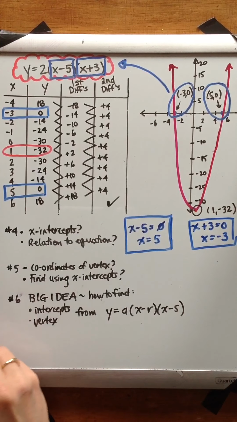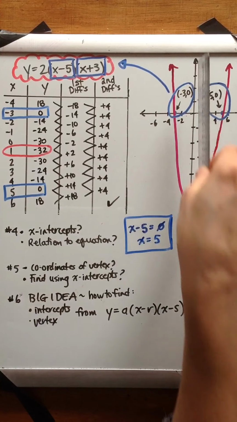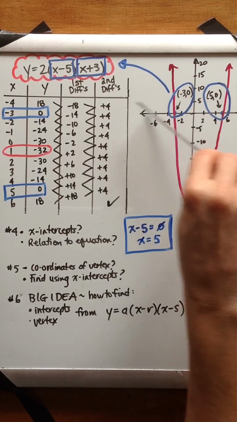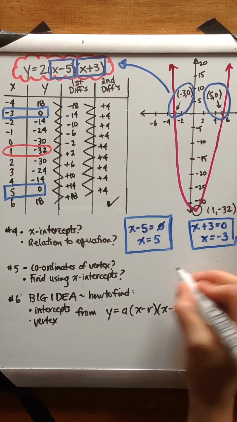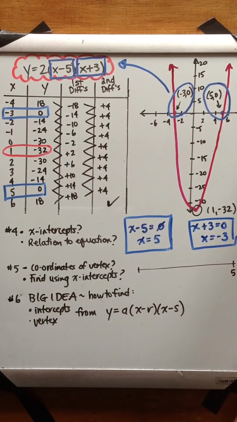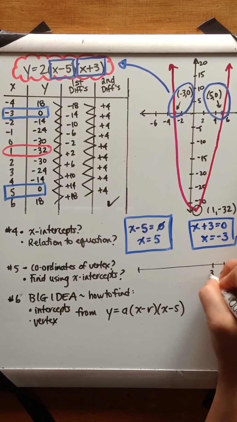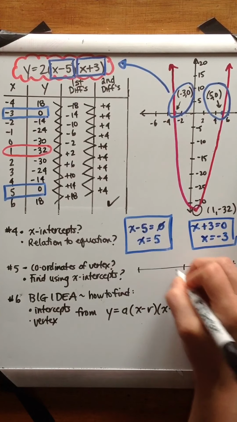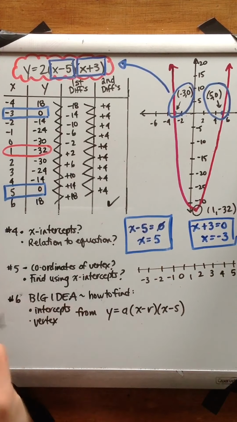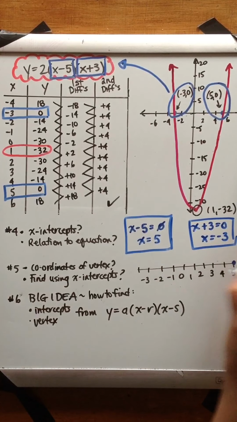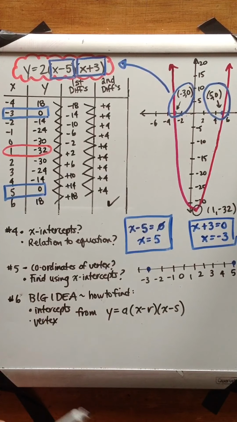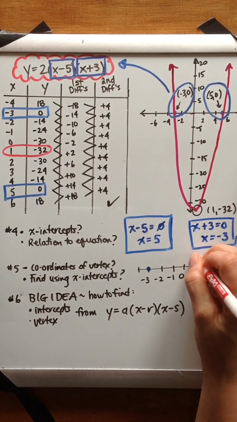Well, what's great about parabolas is we know that they have a line of symmetry that goes right down the center. And what's neat, if I draw out this x-axis in a little bit more detail here, if I go from 5 all the way down to negative 3, where the other x-intercept is, here and here, I notice that the x-coordinate of my vertex is 1. It's right here.